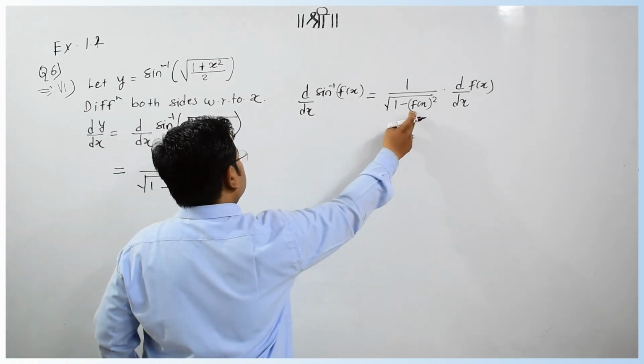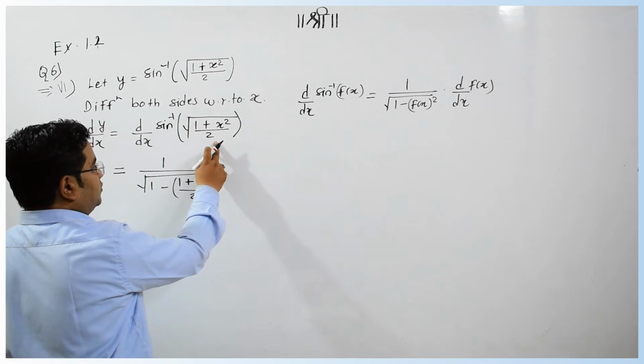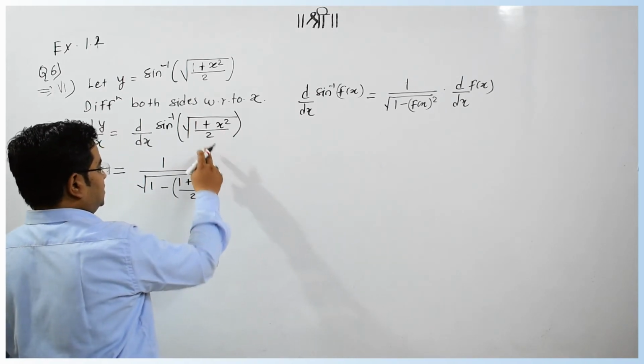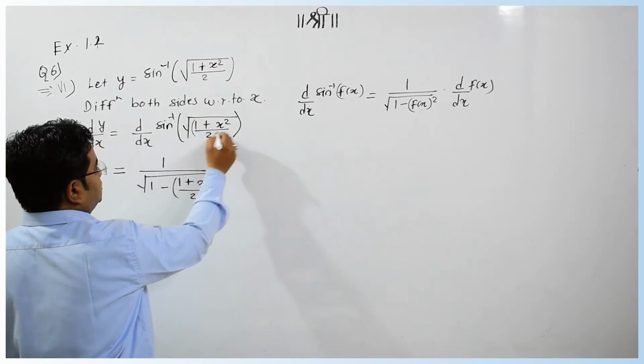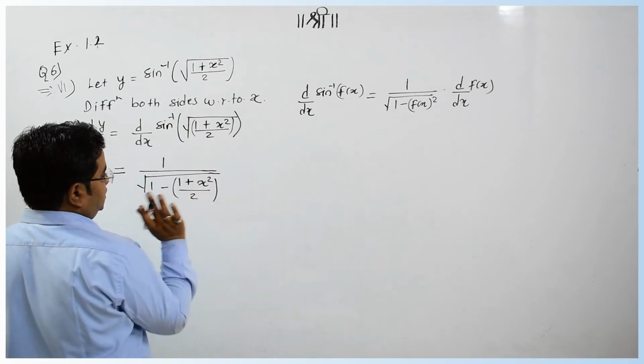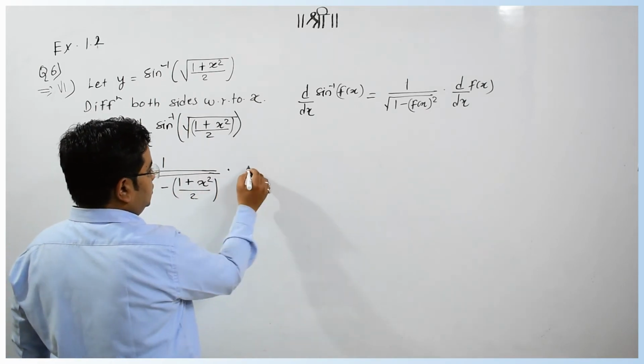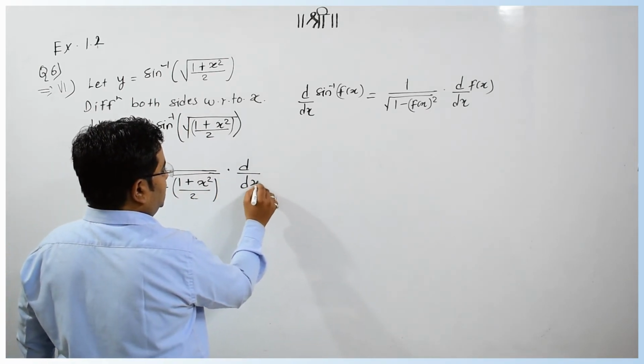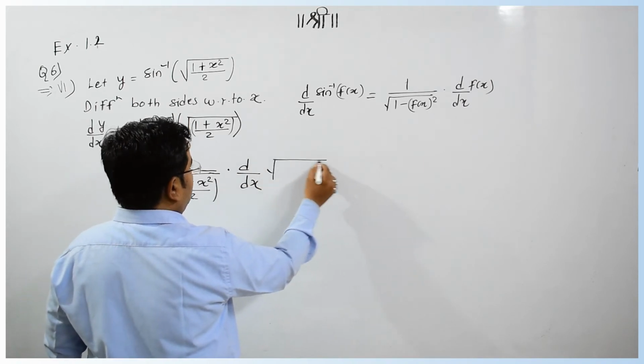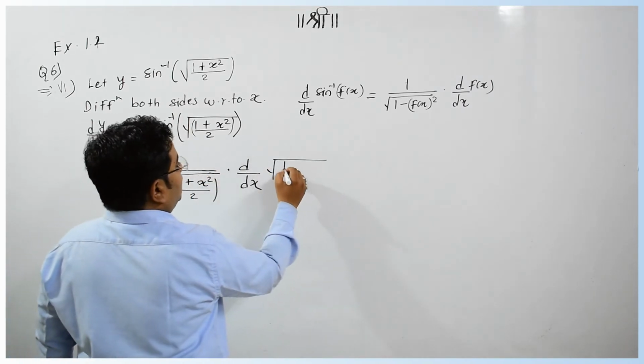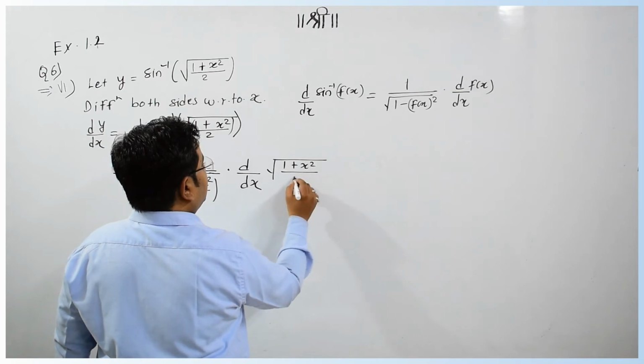It is in terms of square and in terms of under root, so square and under root will get cancelled. The simple quantity remains. Now dot into d upon dx of under root of (1 plus x square) divided by 2.